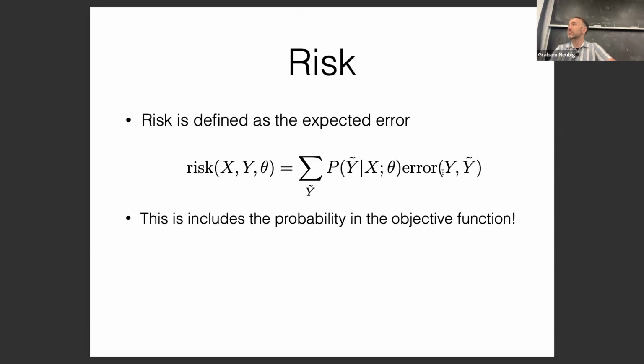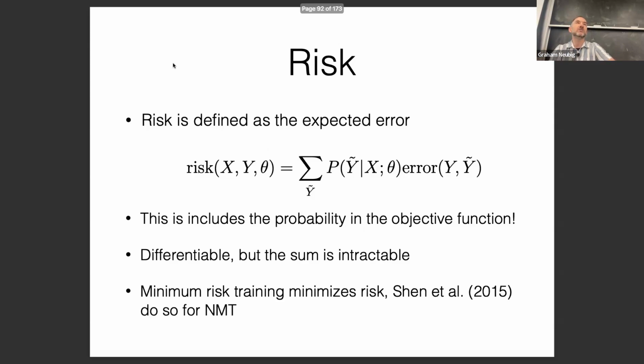Notably, this now includes the probability directly in the objective function. There are no non-differentiable operations included in this. So this means we now have a differentiable function that we can optimize. But the problem is the sum is intractable because, as we talked about in structured prediction problems, the space of all of the outputs is exponential or infinite. So we couldn't take the sum over all of them. We'd run out of memory on our computer and time in the universe. So we would like to do something else to try to solve this problem.